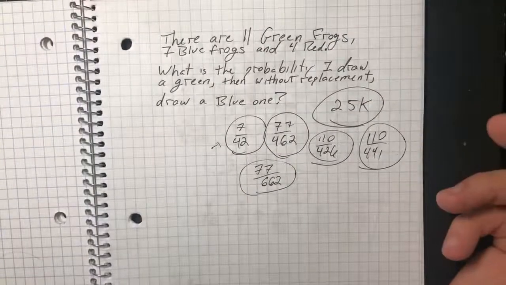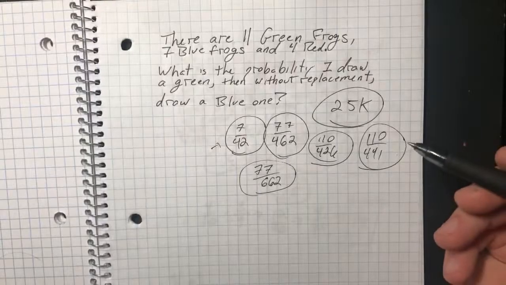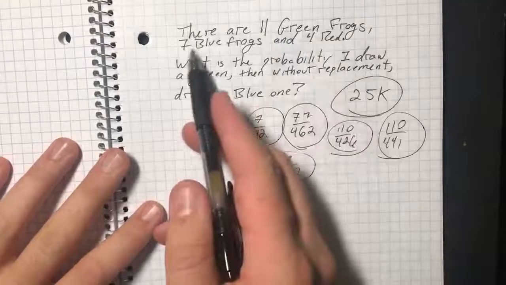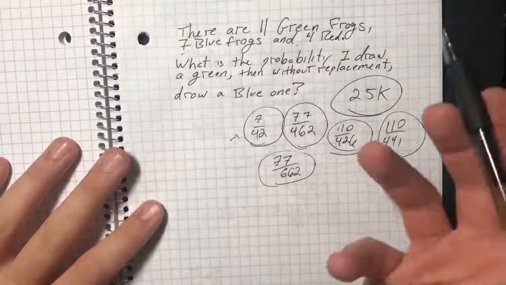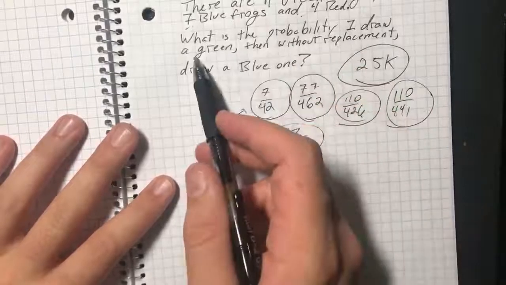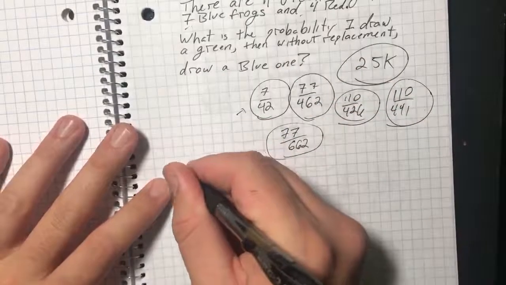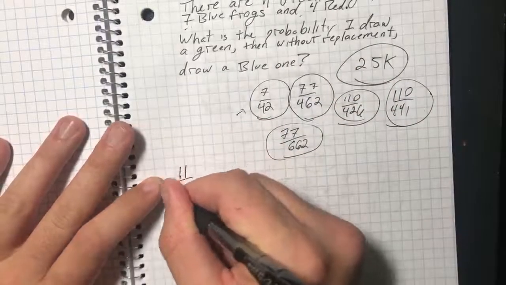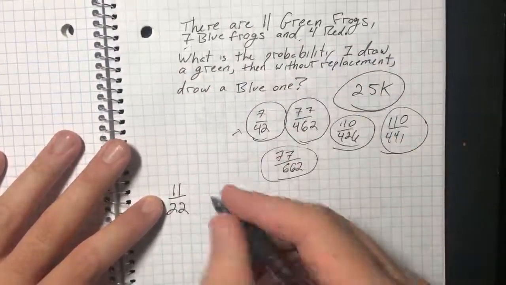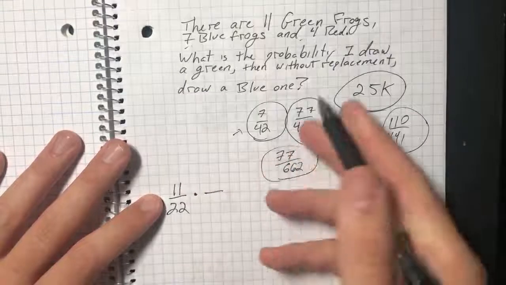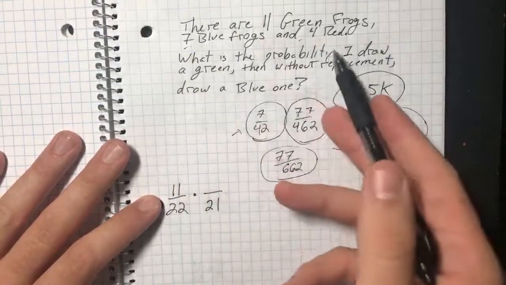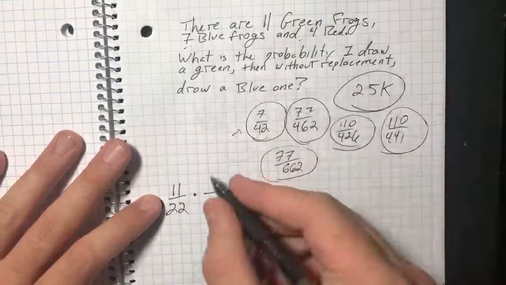So I threw a little bit of a curveball in compared to the last one. There are 11, 7, and 4. How many is that total? That's 22. So what is the probability we draw a green frog first? Well, that's 11 out of 22, right? Pretty obvious. Now, there aren't 22 left anymore because it's without replacement. There's only 21 left. So now, what do we want? We want a blue one next? Well, there's 7.